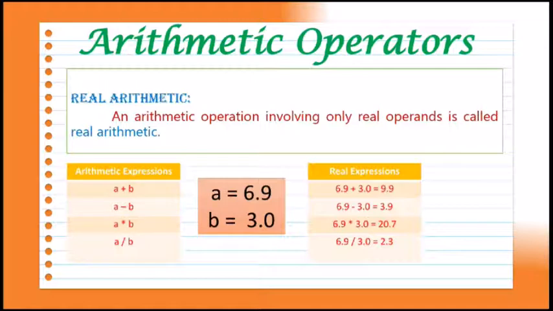6.9 minus 3.0, answer will be 3.9. Next, 6.9 into 3.0, and the answer will be 20.7. Next, 6.9 divided by 3.0, the answer will be 2.3. The modulo operator cannot be used with real operands.